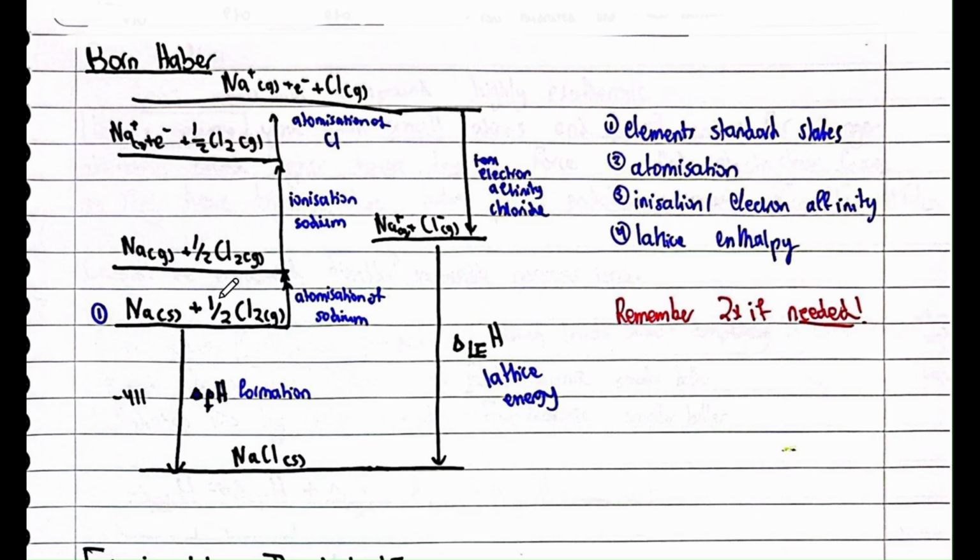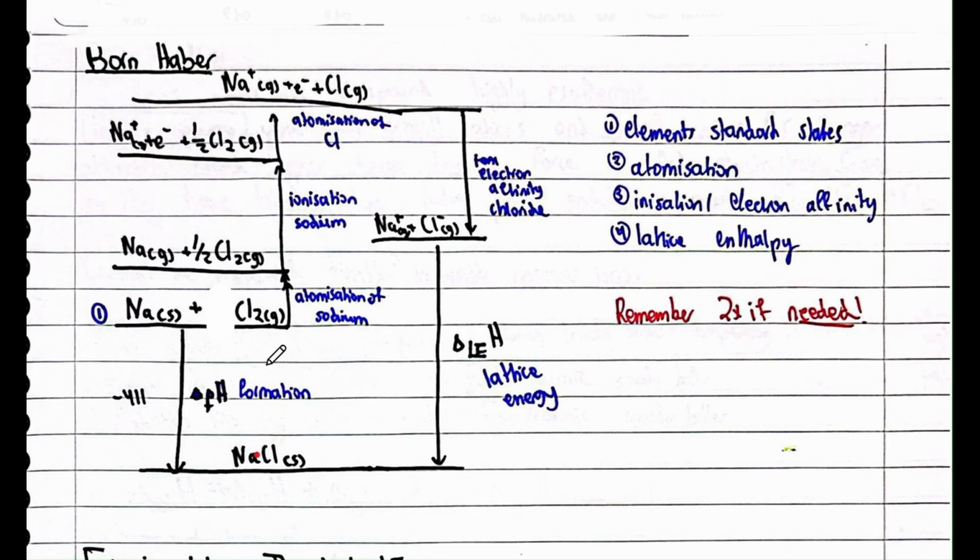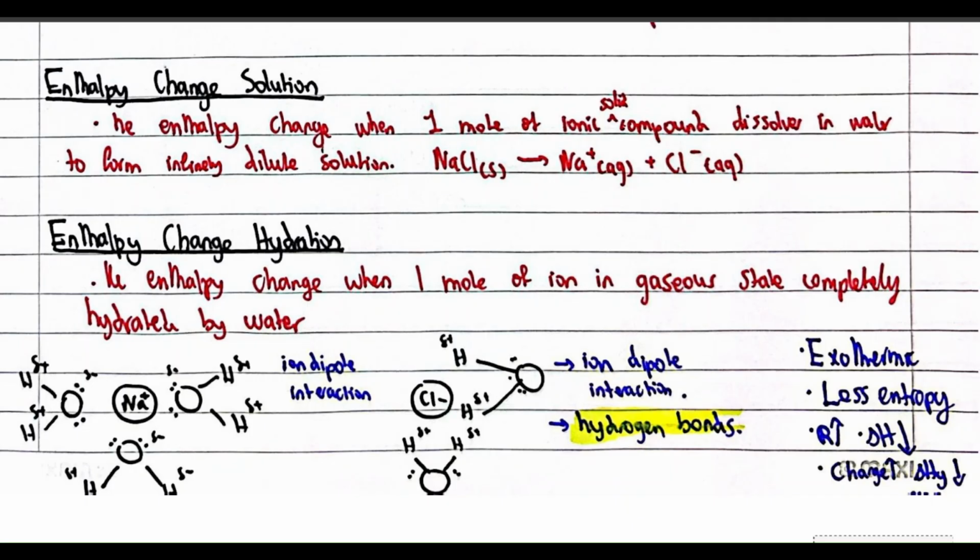So if this was 1 Cl, let's just say it was 1, then there will be 2 Cl atoms. So the atomization will be multiplied by 2, as well as the electron affinity, which also will be multiplied by 2. Just remember that. More about the enthalpy change of solution and the enthalpy change of hydration.